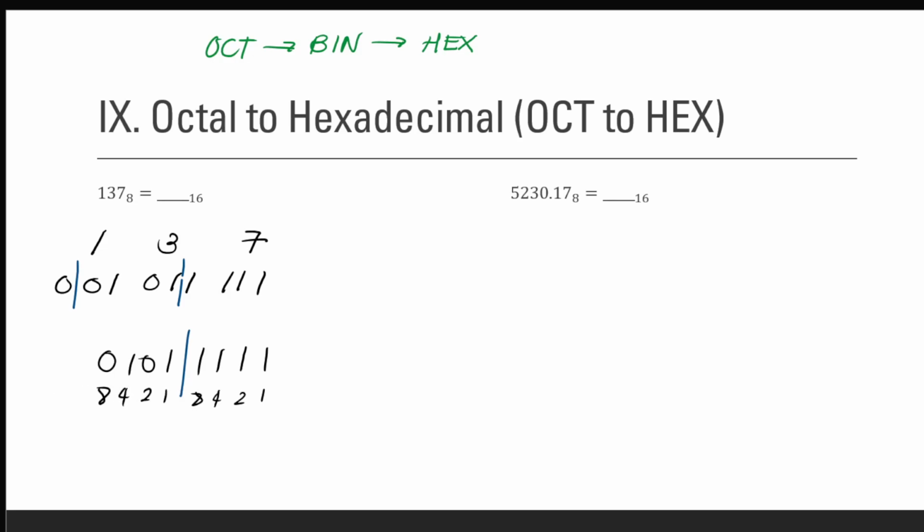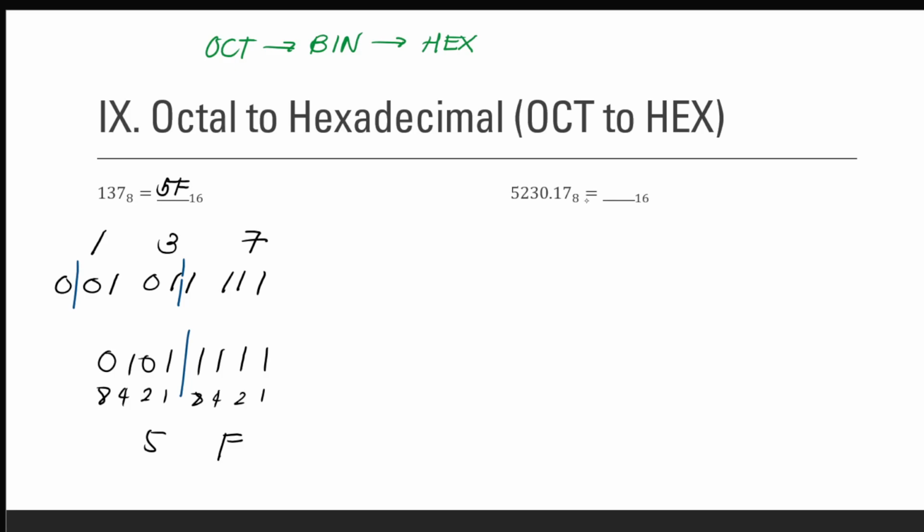1248. No? So therefore, we have complete 2. So this is F. Then we have 4 plus 1, that is 5. So therefore, the equivalent of 137 base 8 in hexadecimal is 5F. Okay? So, ganun na mag-convert.